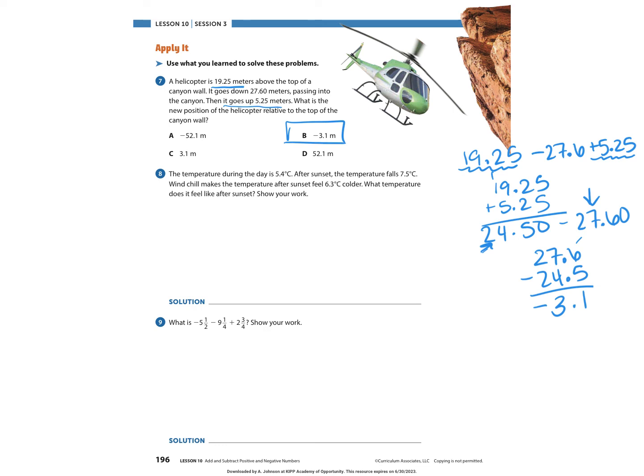Not going to go through the rest of these with you. Use a calculator if you need to check your work. But temperature is 5.4. That's positive. It falls. That's negative. Wind chill makes it colder, so that's also going down. That would be a negative as well. And then here, put your two negatives together, then subtract that positive from it.